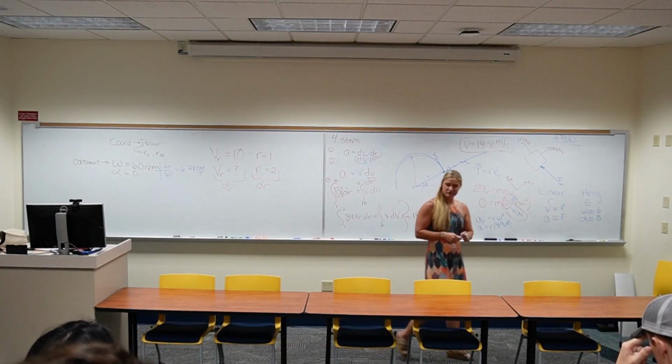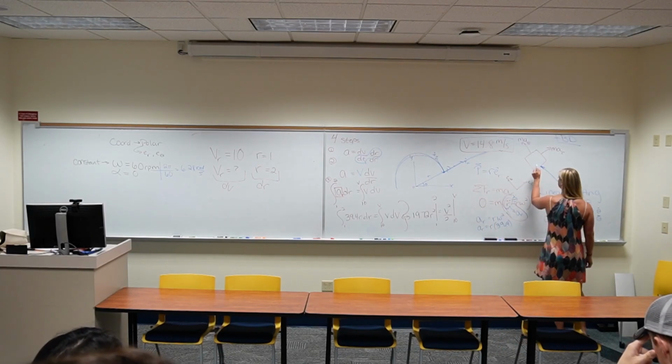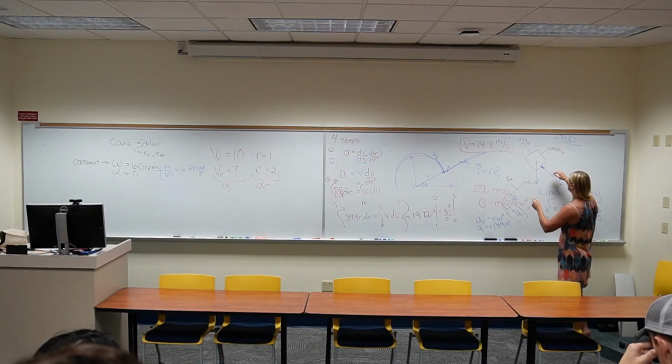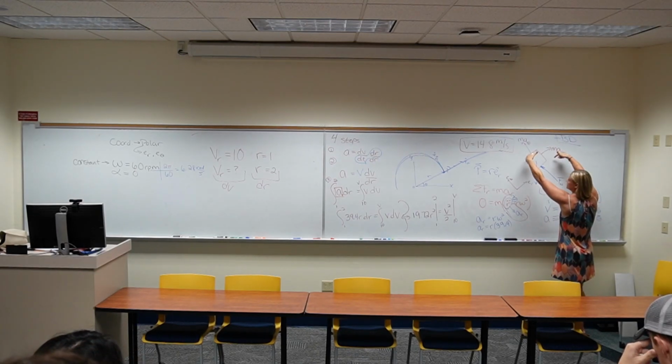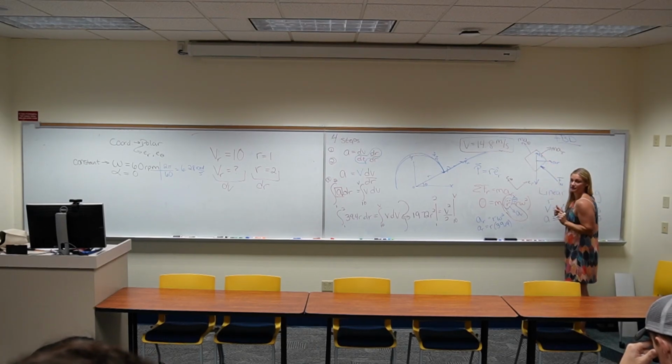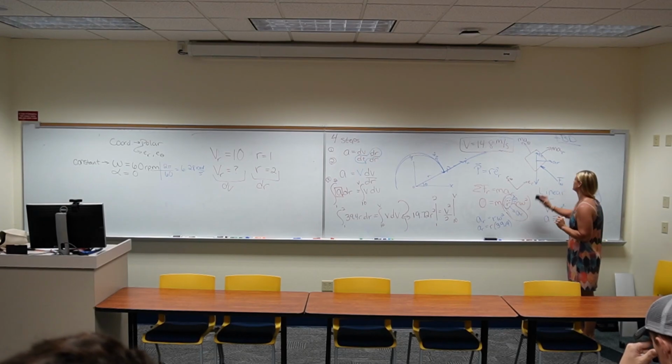Horizontal plane. If this was in the vertical plane, I would have this, and this would be directed in. So this would be AR, and this would be AZ. Okay, so you have to pick out those cues.